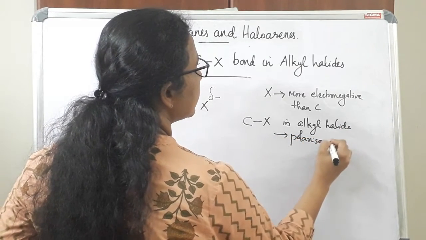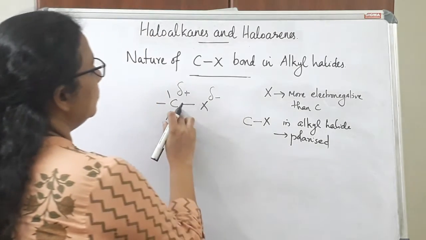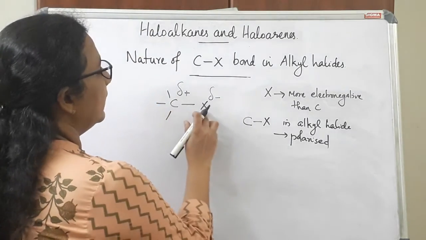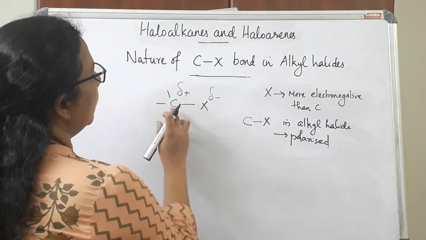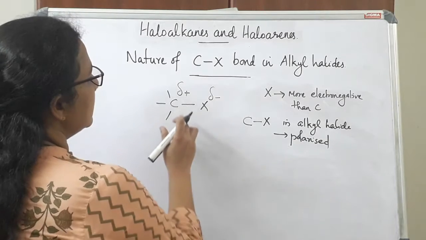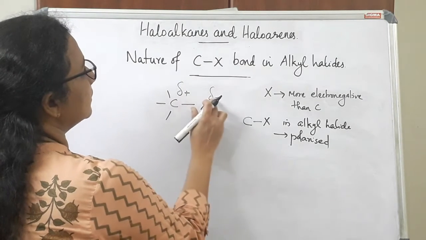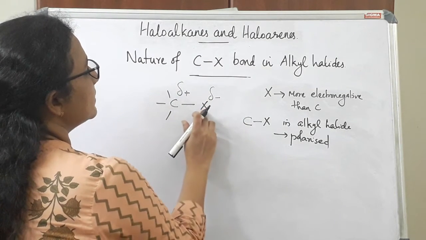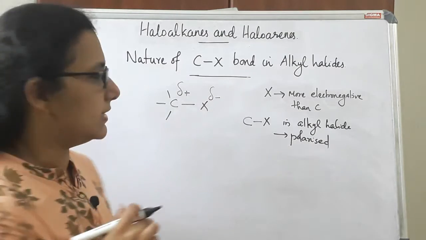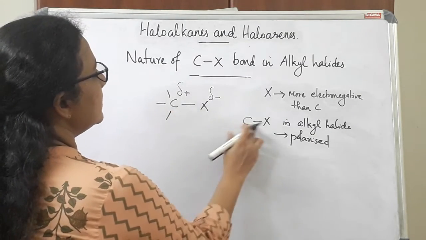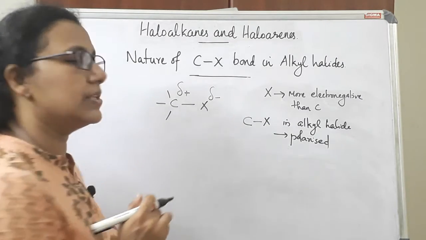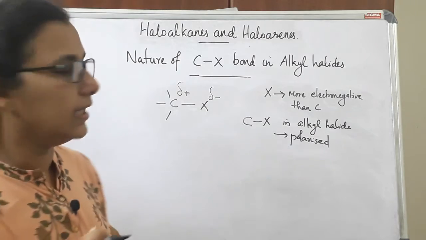So this polarization is due to the difference in the electronegativity of carbon and halogen. So the C-X bond in an alkyl halide is actually polarized. The charge on carbon and the charge on halogen are due to the difference in their electronegativity. So we can say that the C-X bond in an alkyl halide is polarized in nature. This is the nature of the C-X bond in alkyl halides.